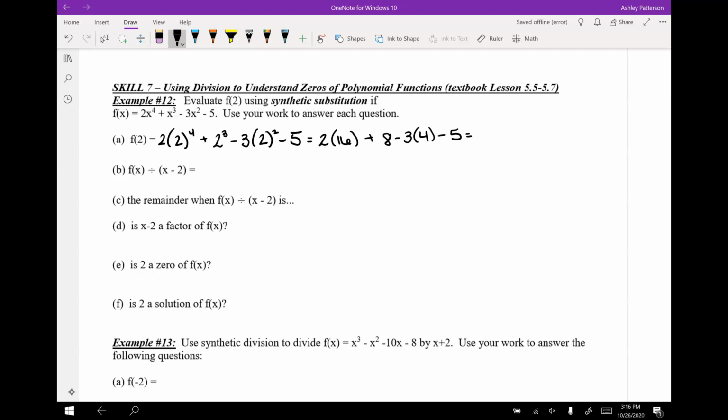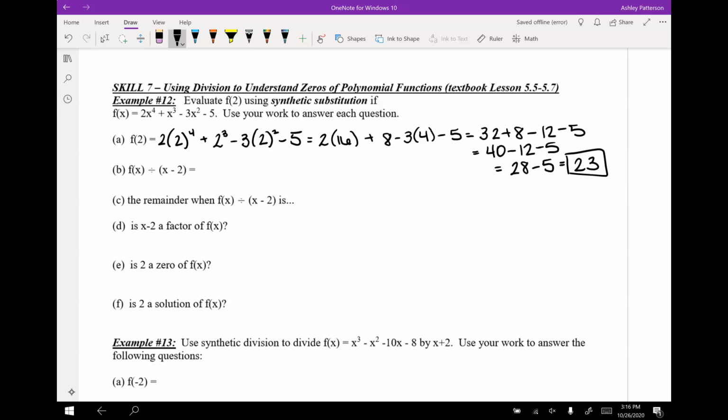All right, keep going with me. We get 32 plus 8 minus 12 minus 5. 32 plus 8 is 40, minus 12, minus 5. Then we get 28 minus 5 is 23. So f of 2 is 23. Okay, so that means when x is 2, y is 23.